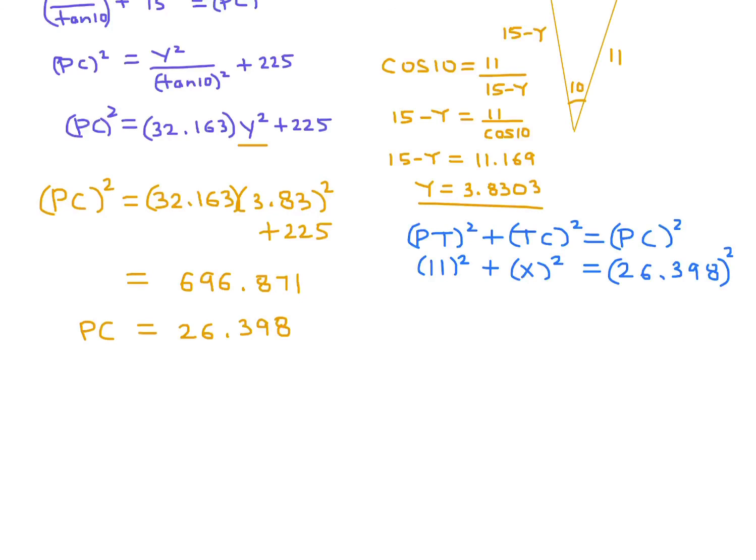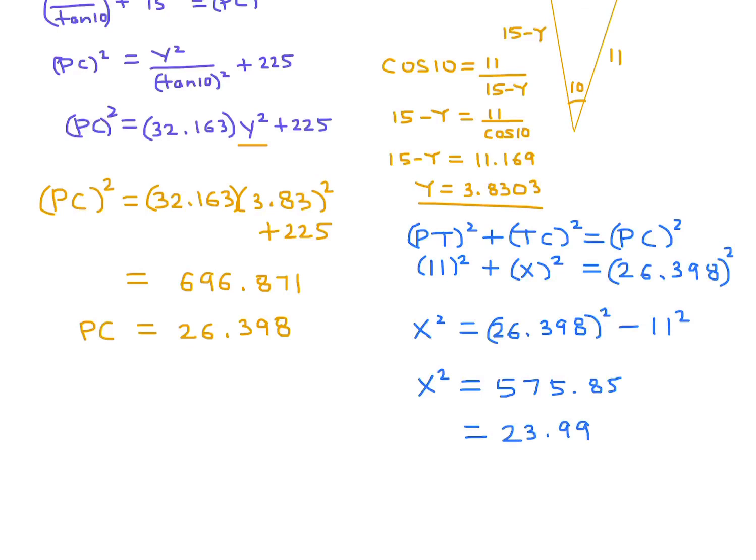Okay, so let's do this now. X squared is equal to 26.398 all squared minus 11 squared, like that. And this will give you 575.85 for x squared. And then of course you got to take the square root of that. And if you do, you get 23.99. I guess it's 24, but the way I did it, I probably missed out a few decimal points, but that's okay.